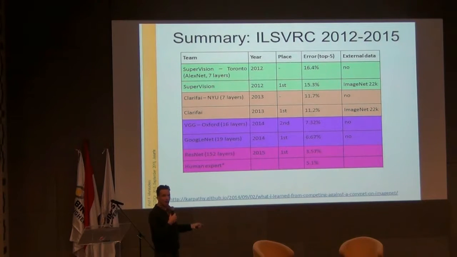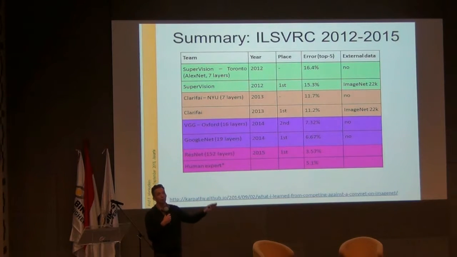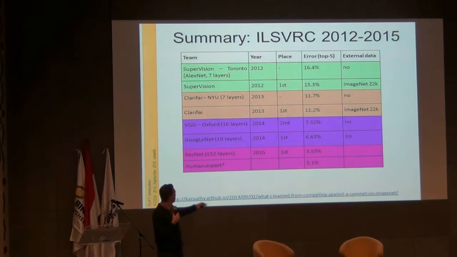Karpathy carried out an experiment. For those who are not familiar with the ILSVRC, it's the ImageNet contest. You have 1.2 million images, you have 1,000 classes, and you're supposed to say this image contains a dog, this image contains a cat, contains a car, and so forth. Then he asked people to do it. That's the human expert. That's the ResNet.